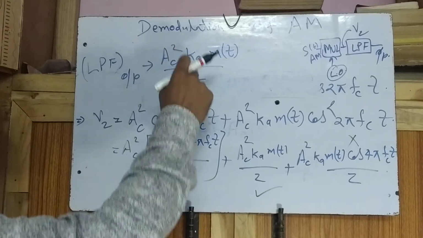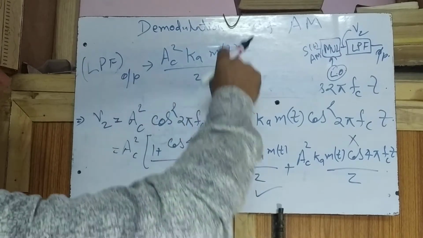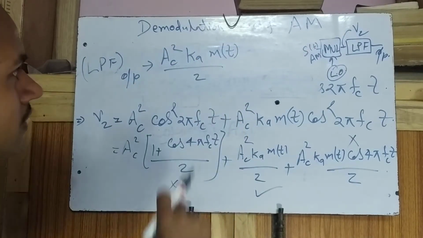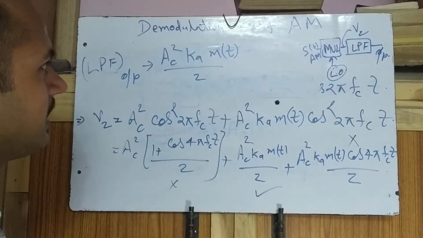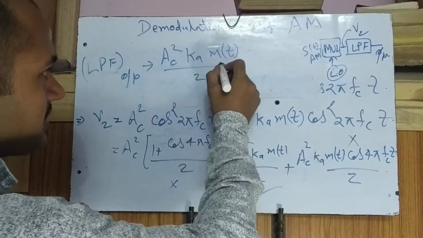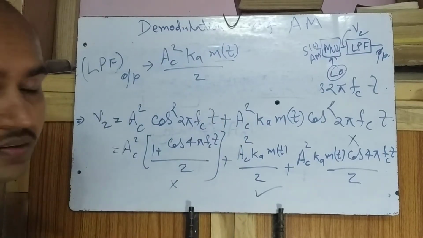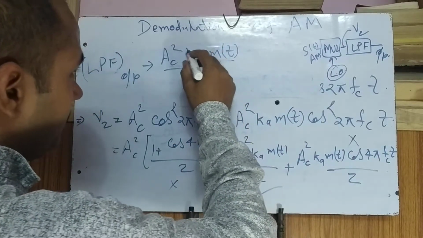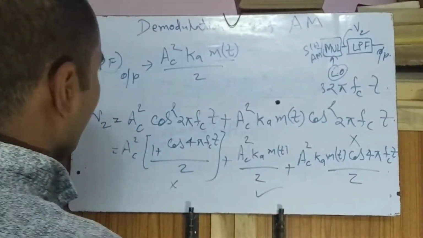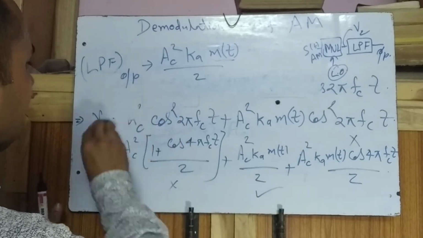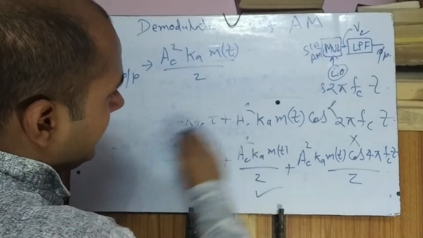Here Ac² k by 2 acts like an attenuator, but actually we need an amplifier, because during the passing of m(t) through the channel, it will be attenuated. So it needs an amplifier, not an attenuator. But here some noise is also present. That's why we use the amplifier very carefully.